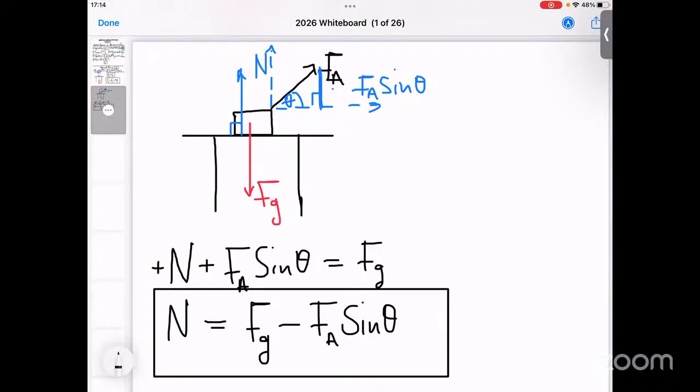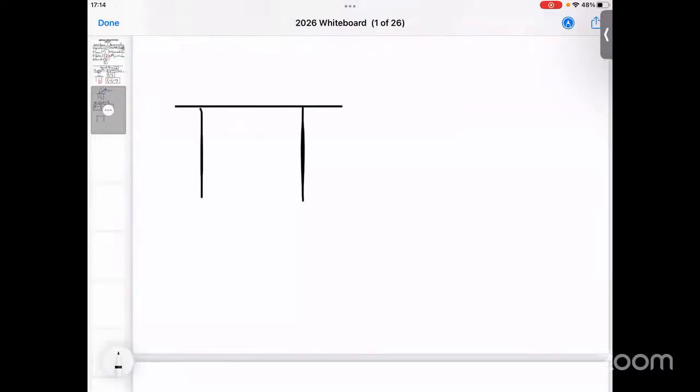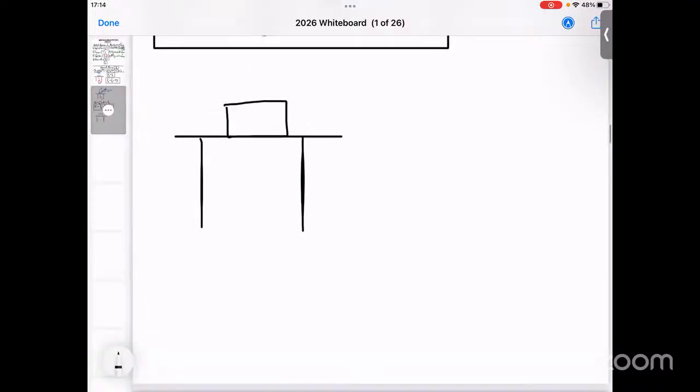So here I just formulated a situation where we had a pulling force, and that pulling force was pulling at an angle. What about if we are having a pushing force? So again, we are having that table, and very quickly, let me draw that. A pushing force would be this one at an angle, still being the applied force, obviously acting at that angle theta.